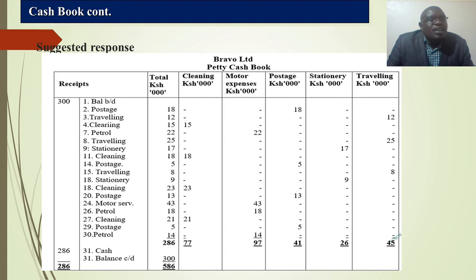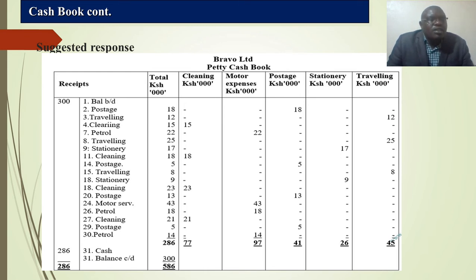So what happens at the end of that month, if you are operating an imprest system, you are reimbursed the amount of money you have spent throughout that month. And how much are you going to be reimbursed? You are going to be reimbursed 286,000 Kenya shillings. So when you are reimbursed 286,000 Kenya shillings, what will be the balance you are going with in the next month of June? You are going with 300,000 Kenya shillings, because the 286 which was spent is now reimbursed. In other words, you receive the money back to have your float of 300,000 Kenya shillings.